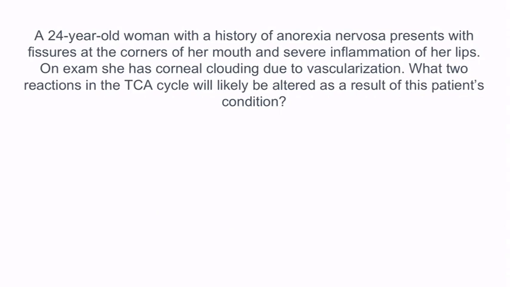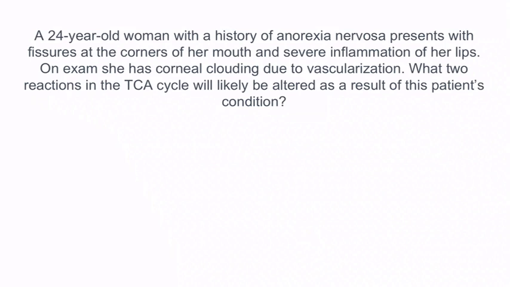A 24-year-old woman with a history of anorexia nervosa presents with fissures at the corners of her mouth and severe inflammation of her lips. On exam, she has corneal clouding due to vascularization. What two reactions in the TCA cycle will likely be altered as a result of this patient's condition?